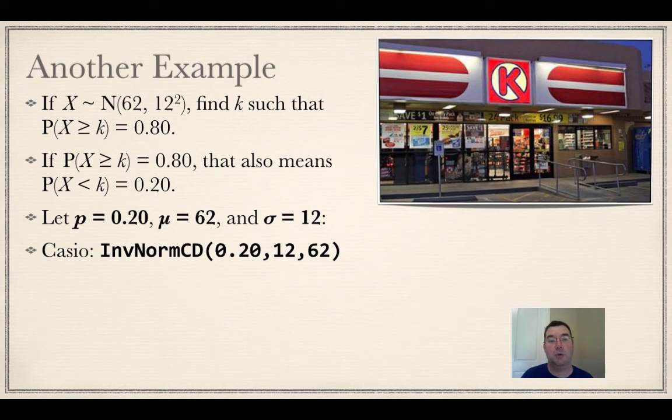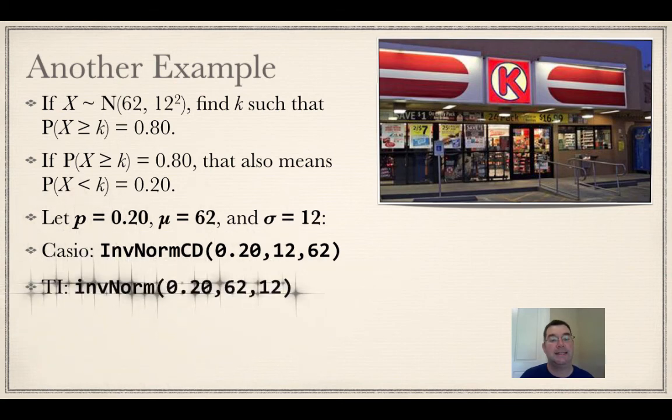and in a Casio, I do inverse norm CD, 0.20. 12 is my sigma, 62 is my mu. Using a TI, the probability still comes first of 0.20, but now the mean comes second of 62 and the standard deviation goes last of 12. Either way, I get an answer of 51.9. So that's how I do those types of questions.